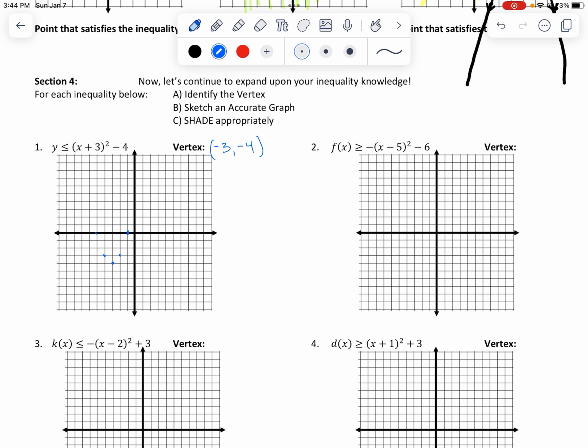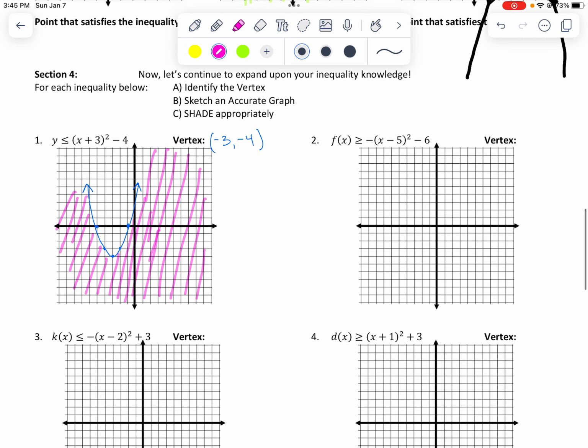And so here's what we're looking at. I want an accurate sketch with at least 3 points. Now I need to look at the inequality. All my solutions are going to be y values that are less than or equal to this function, and so it is all the y values that exist below, anything below the graph.